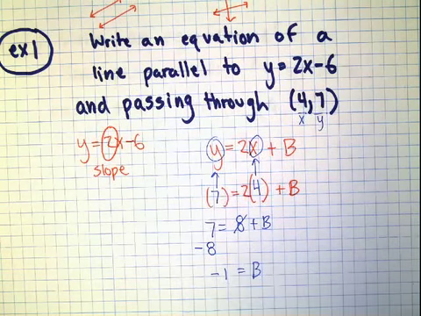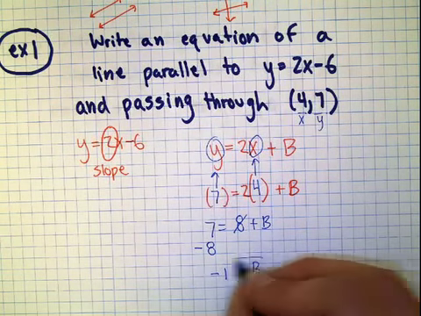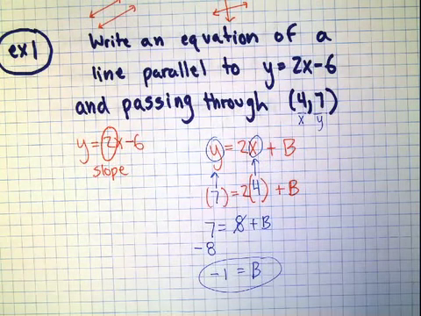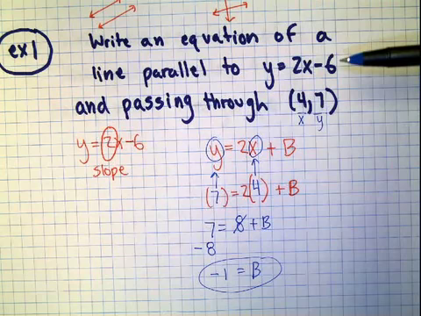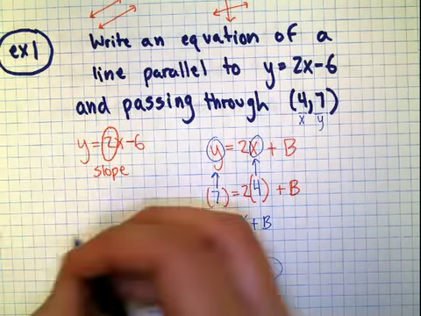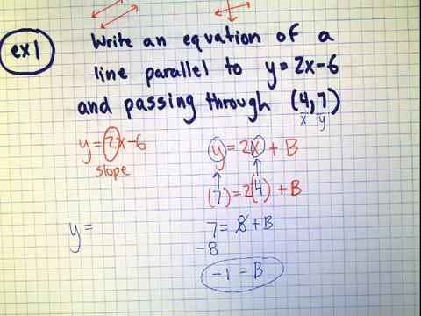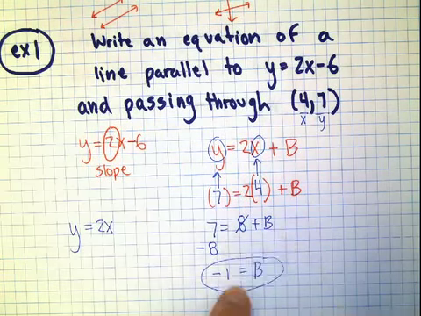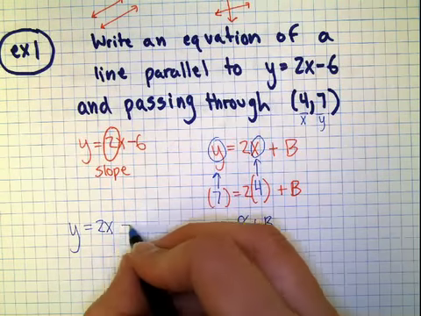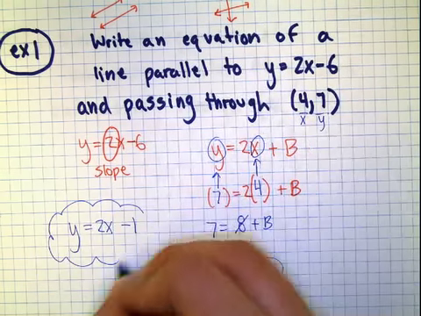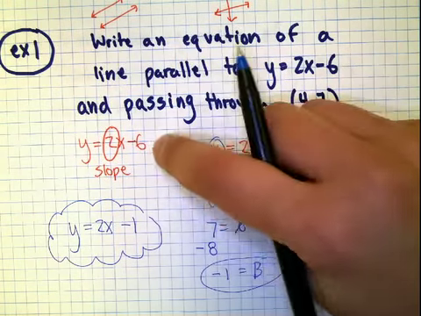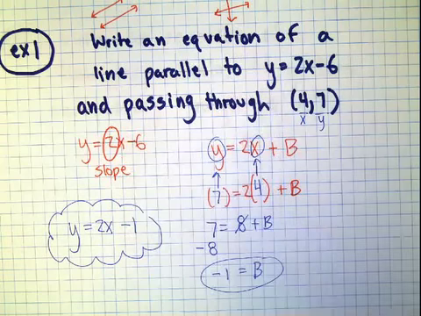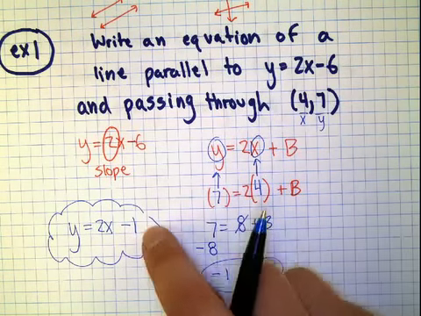A lot of people think they're done. After doing all this work, a lot of kids will circle this and say, hey, I got my answer, b equals negative 1. But in reality, you should go back and read the question. What did it say? Write an equation of a line. This is not an equation of a line. We want to write a y equals. So we remembered it was y equals 2x plus b, but now the b is negative 1, so it's y equals 2x minus 1. And that line is parallel to this line. They have the same slope, 2x and 2x. They just start at negative 6 and negative 1. There's my answer.